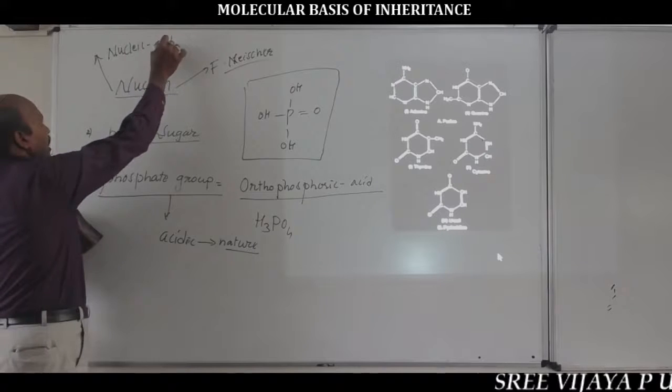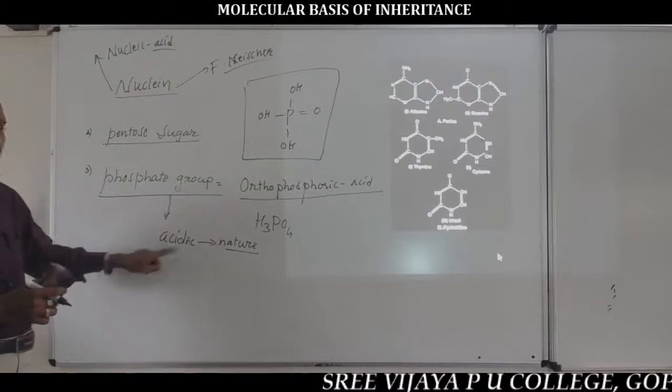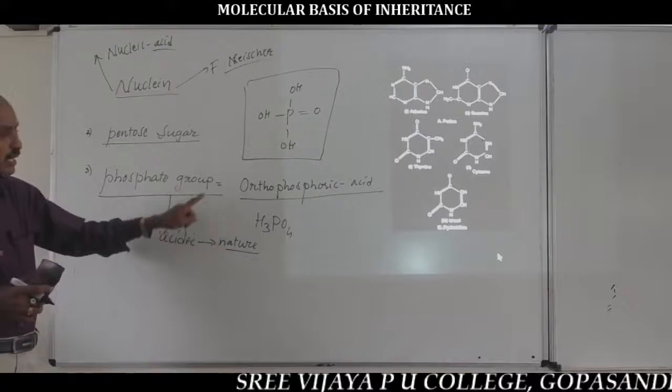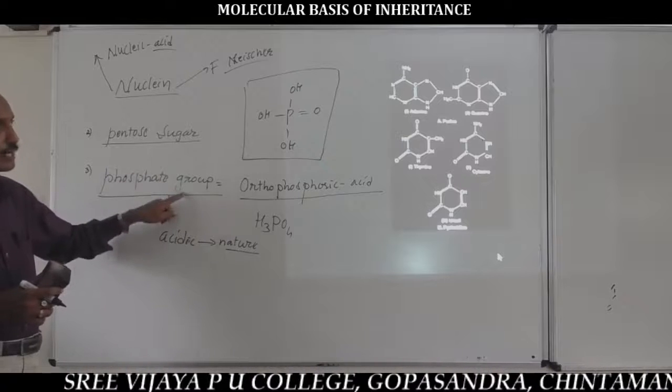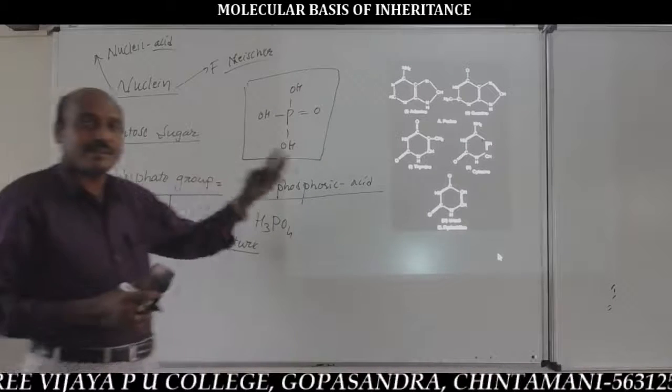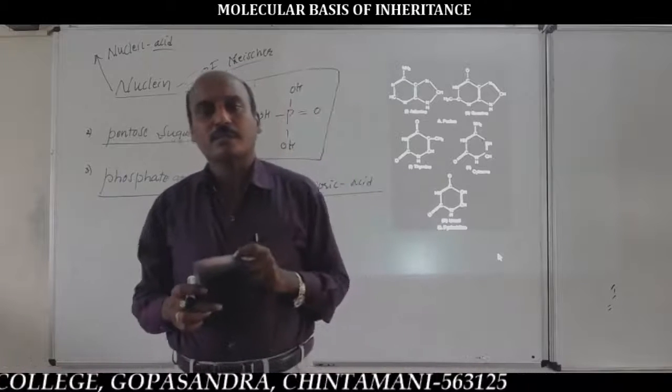Nucleic acids are acidic due to the presence of orthophosphoric acid. That is the function of the phosphate group, orthophosphoric acid, in DNA or RNA. One more important expected question.